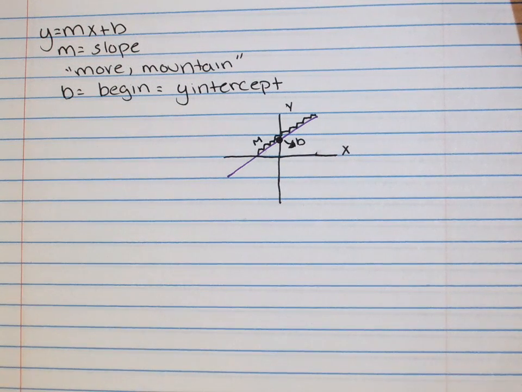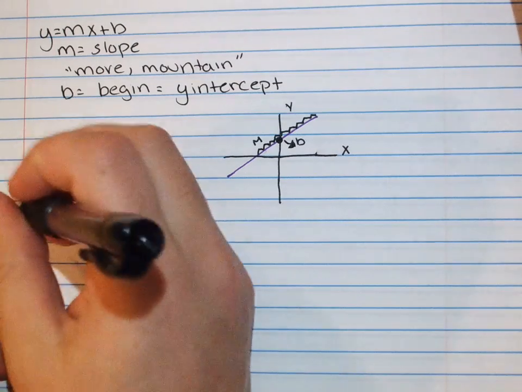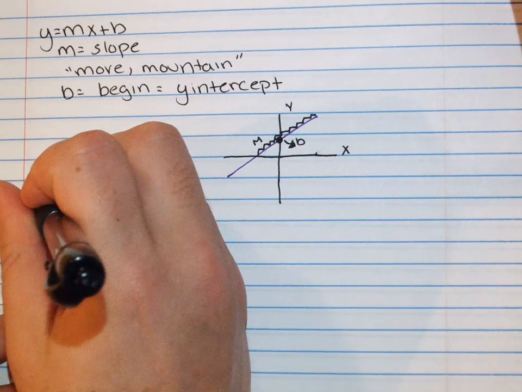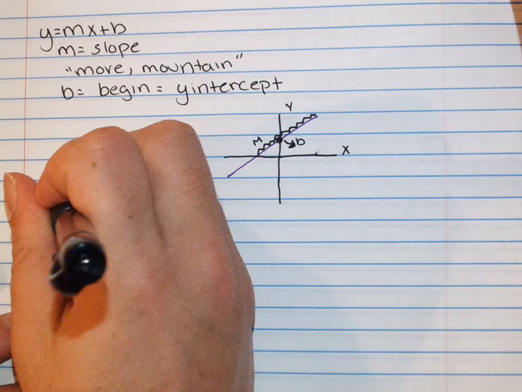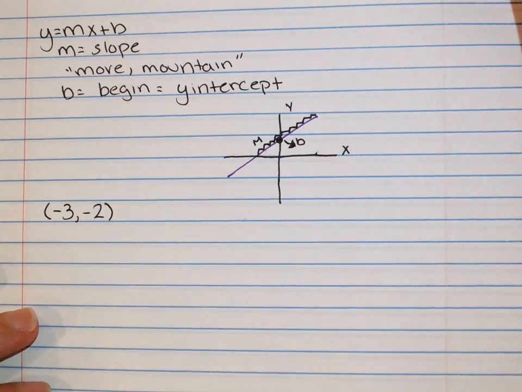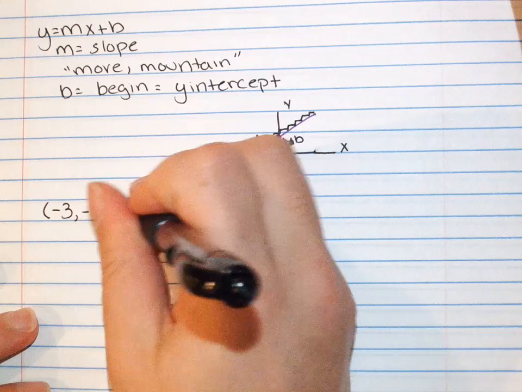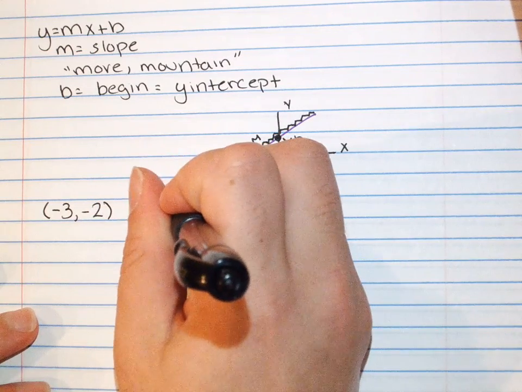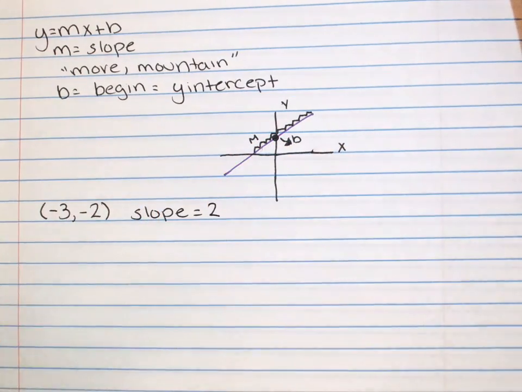So I'm going to give you an example. So I'm going to give you the points -3, -2. And I'm going to give you the slope equals 2. Okay? This is the information we have that we're going to use to write our equation. Okay.